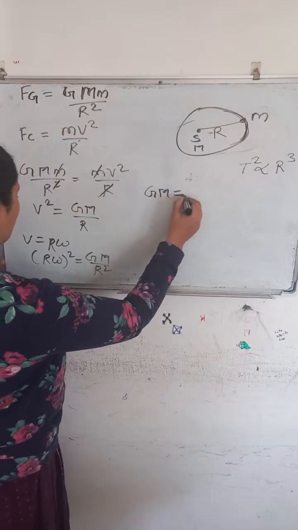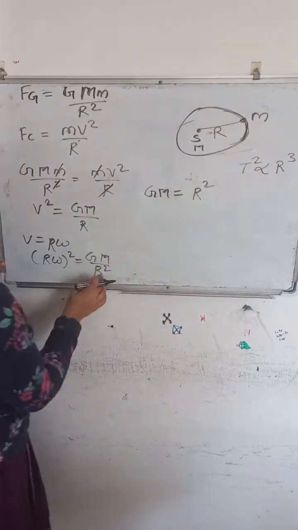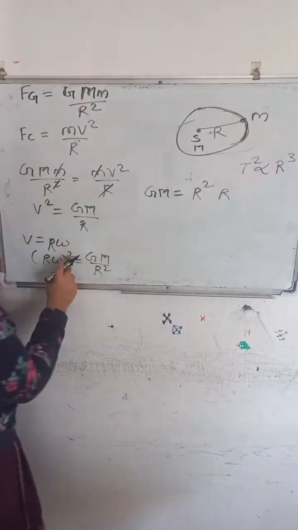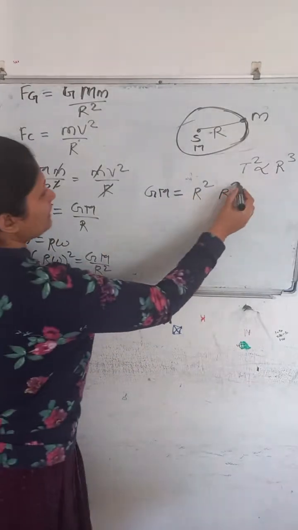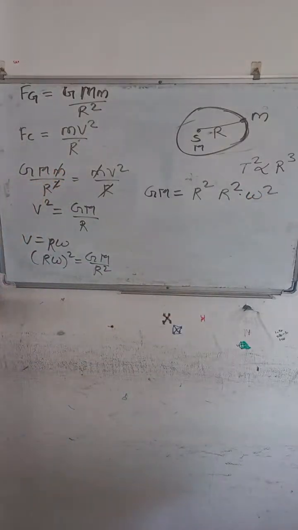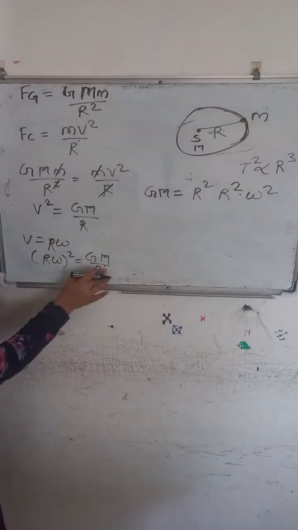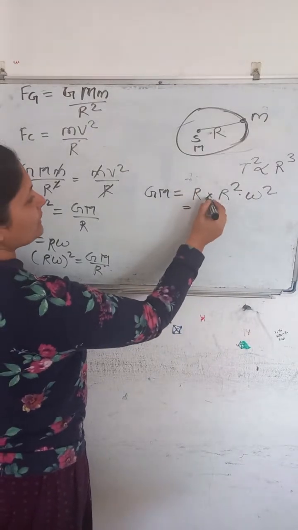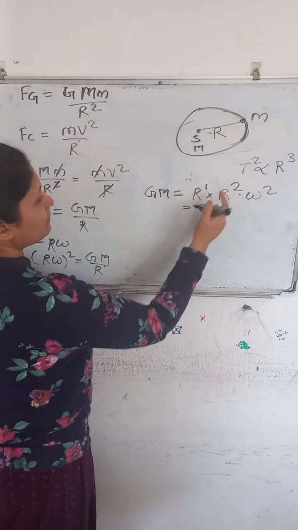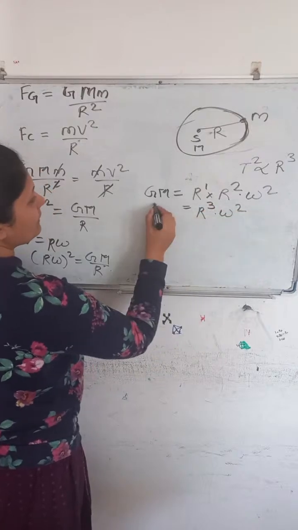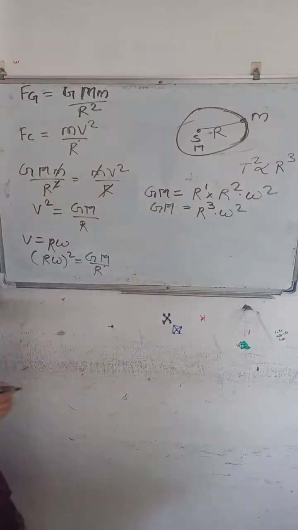So GM is nothing but you can take this R square transposed over here, then square of R omega square, and here omega square. Sorry, not r, so this is R, no? Yeah, R will go here, so you will get R into R square. Powers get added, 1 plus 2 is 3, so R cube omega square equal to GM.